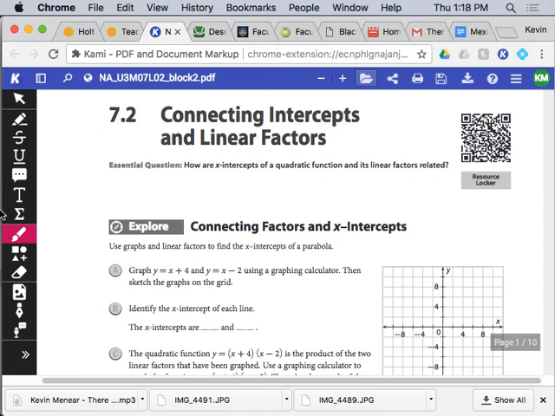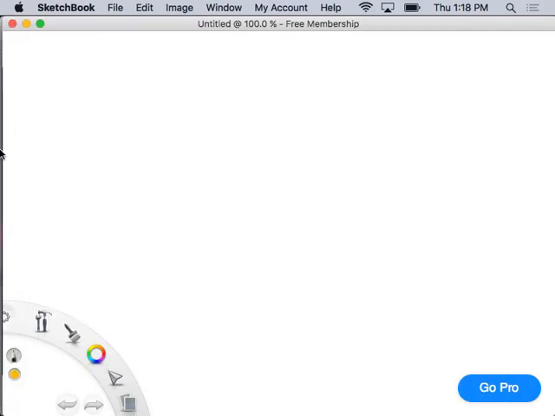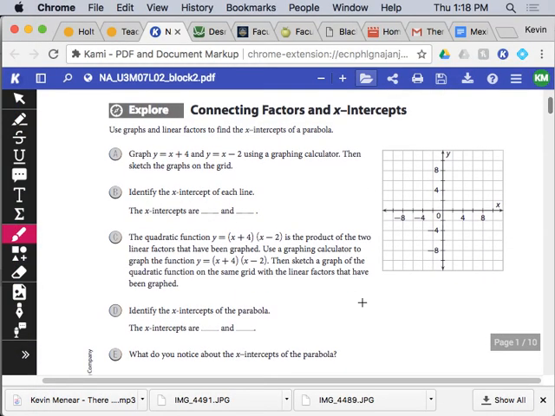Okay, I really like the way that your book begins this lesson because it teaches it in a way that's a little bit different than I've seen it before. So connecting factors and x-intercepts. It starts right there. At step A, it says graph y equals x plus 4 and y equals x minus 2. So we have these functions here, y equals x plus 4 and y equals x minus 2.